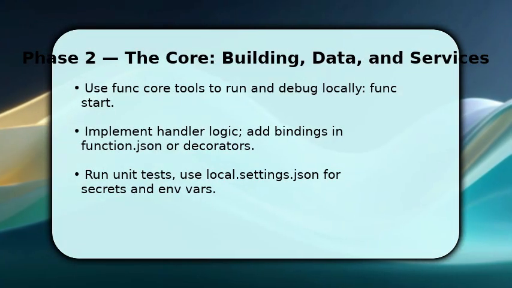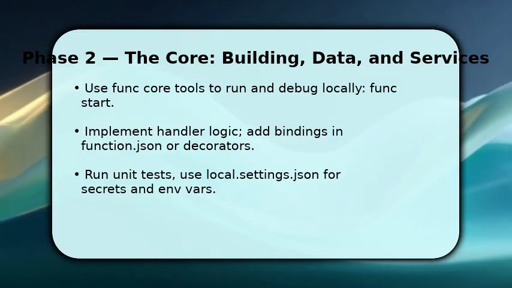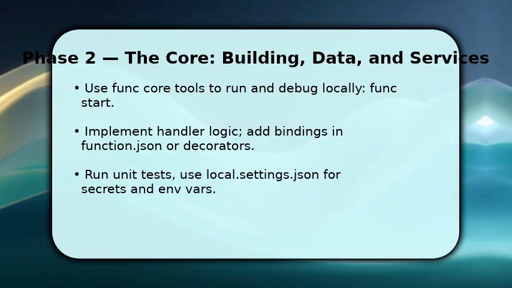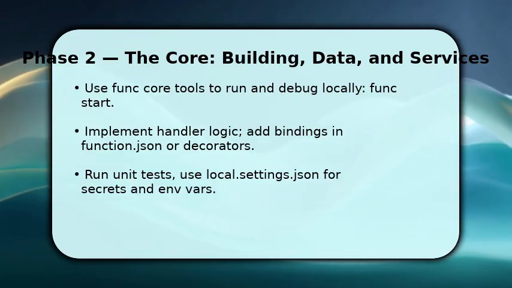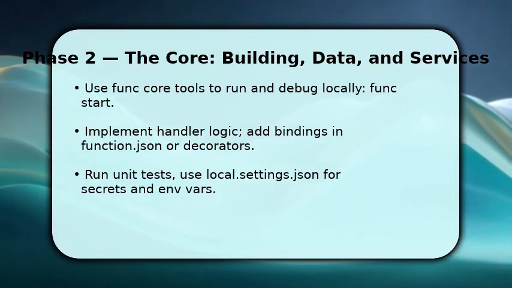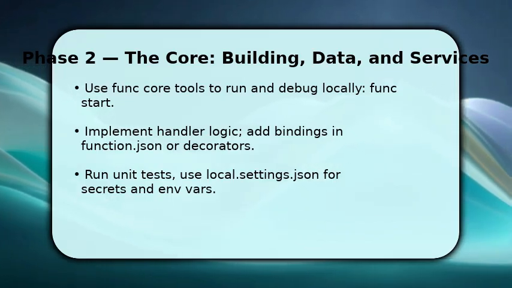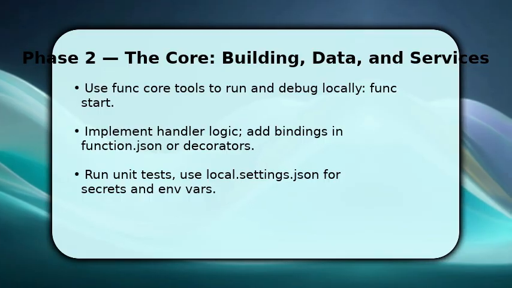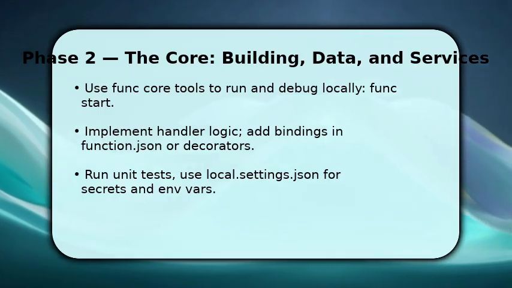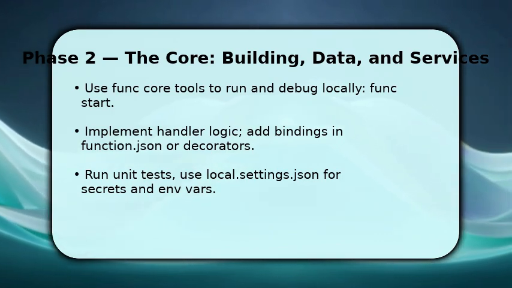You now implement the function logic and validate behavior locally. Start the runtime with func start, attach the debugger in VS Code, and step through requests to inspect variables. Add input/output bindings in function.json or via decorators to connect to queues, blobs, or Cosmos DB, and store secrets in local.settings.json rather than hardcoding. Make sure to run unit tests and simulate triggers so performance and error paths are covered before deployment.